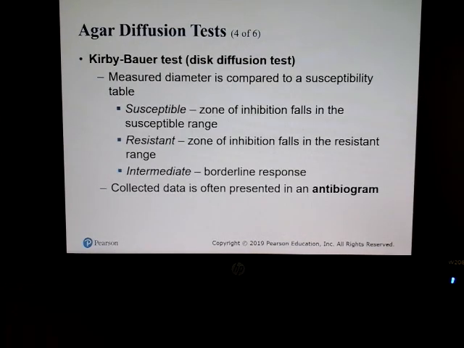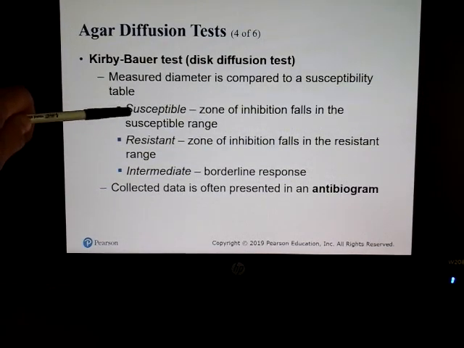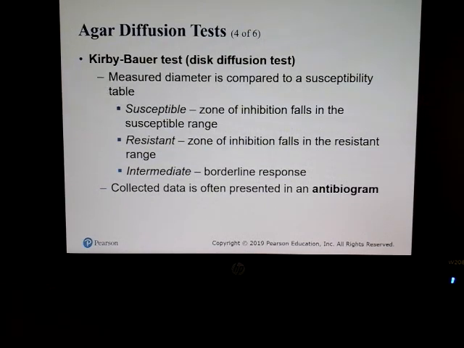So again, if the bacteria is susceptible, the zone of inhibition falls in the susceptible range on that chart. If the bacteria is resistant, the zone of inhibition falls in the resistant range. And if it falls in the intermediate, that's a borderline response.